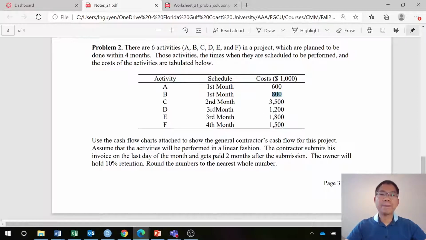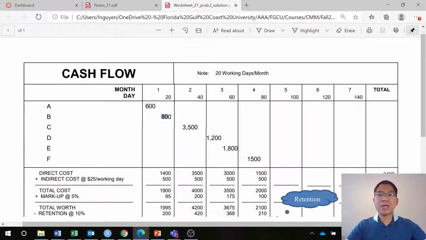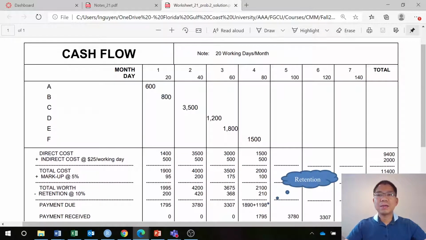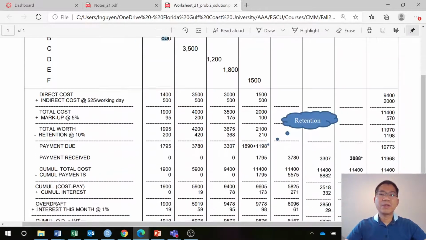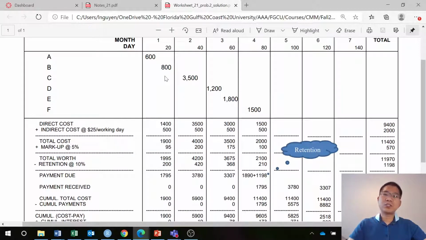So we add them up. And then in the fourth month, only activity F, 1,500,000. So with that, we put A in the first month, B in the first month, C in the second, D and E in the third, and this is the cost. And then F, the only activity in month 4, 1,500. So that's what we have from the project.